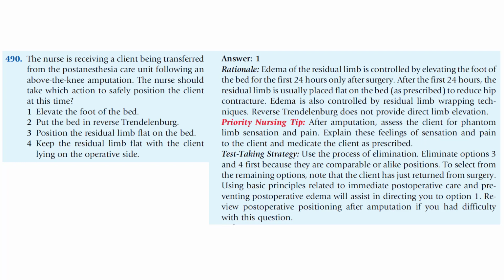Answer 1. Rationale. Edema of the residual limb is controlled by elevating the foot of the bed for the first 24 hours only after surgery. After the first 24 hours, the residual limb is usually placed flat on the bed to reduce hip contracture. Edema is also controlled by residual limb wrapping techniques. Reverse Trendelenburg does not provide direct limb elevation.